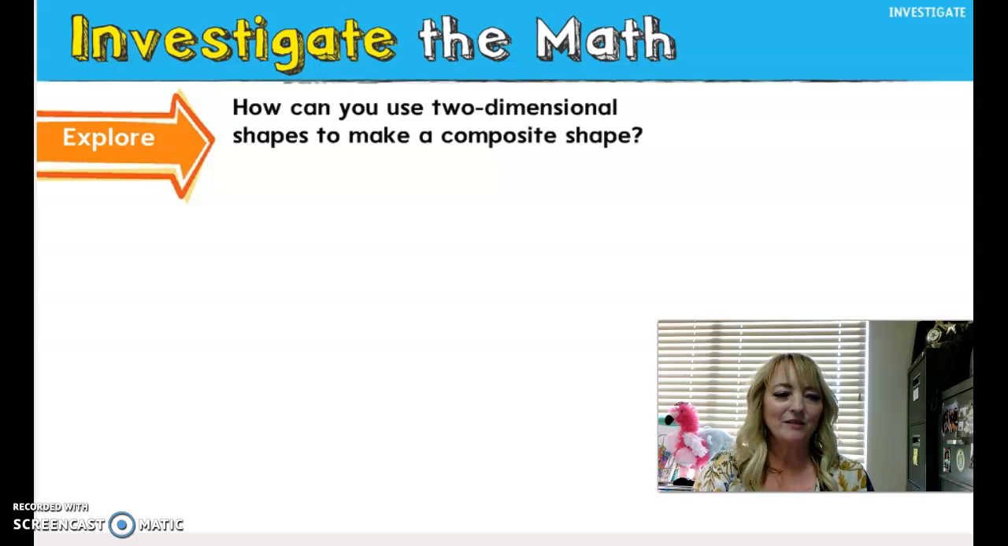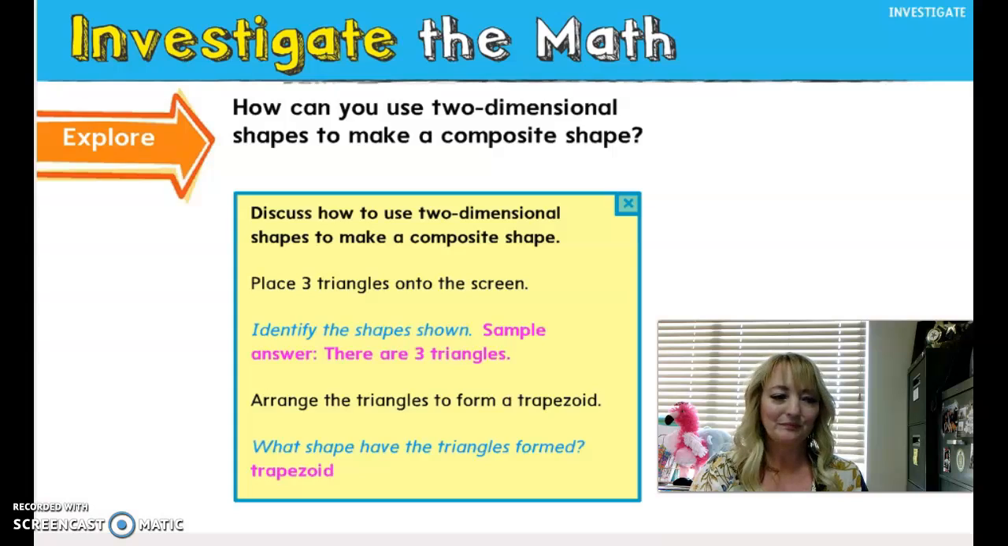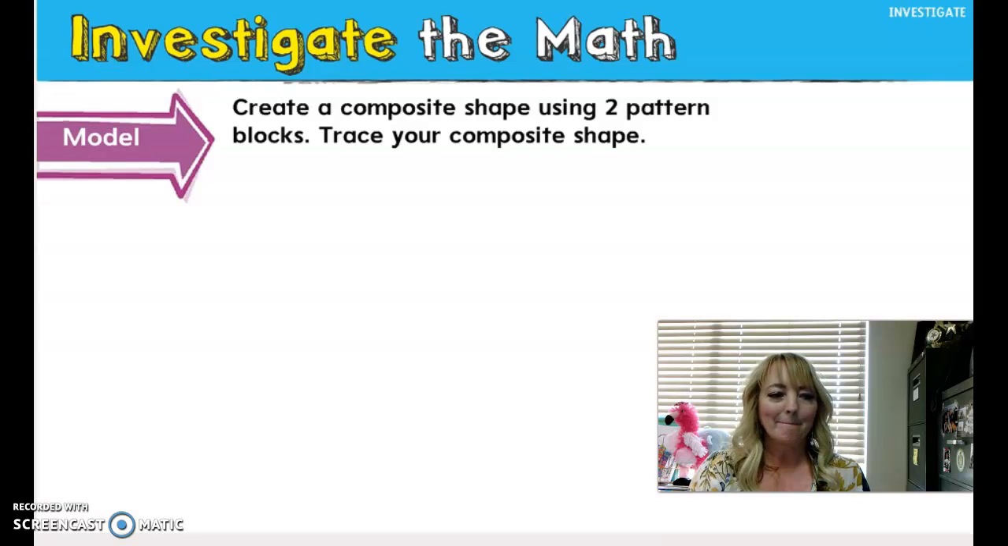Okay, how can you use two-dimensional shapes to make a composite shape? So remember, composite shapes are 2 or more two-dimensional shapes that make another shape. Okay, we're going to skip over that one.